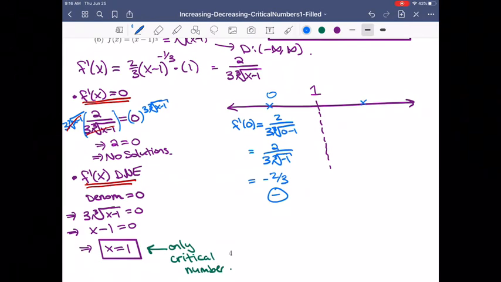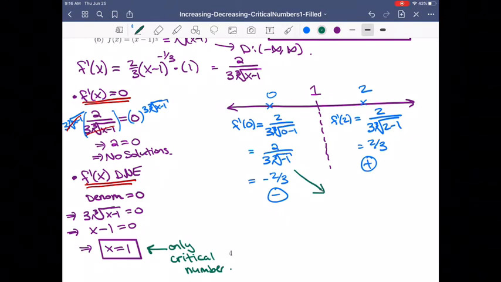If I check something bigger than 1, maybe 2, f prime of 2 is going to be 2 over 3 times the cube root of 2 minus 1. So that's the cube root of 1. So this is going to be positive 2/3. So in particular, it's positive. So in the first interval, we have a negative derivative, so we're decreasing. And then in the second, after 1, we're going to be increasing.